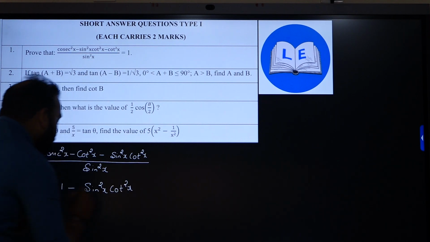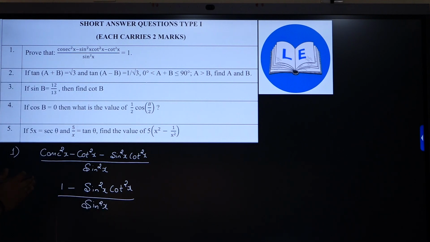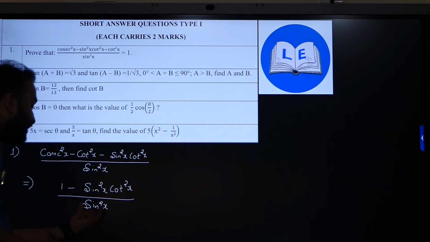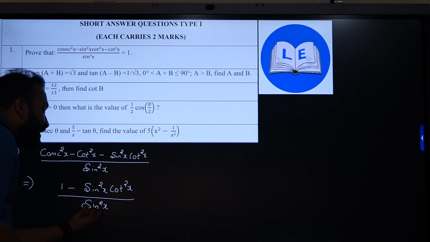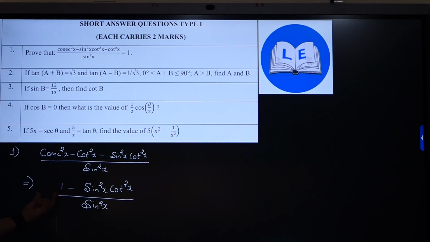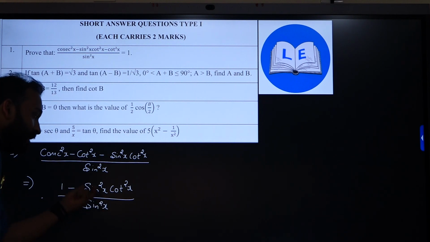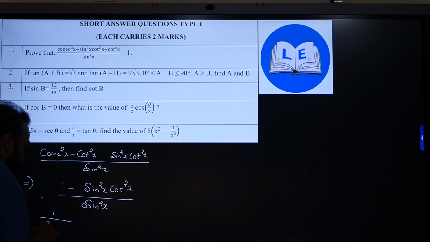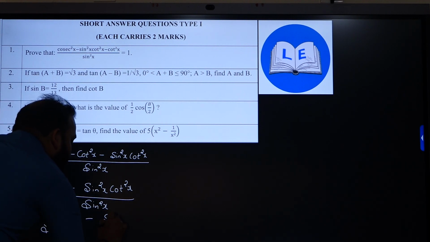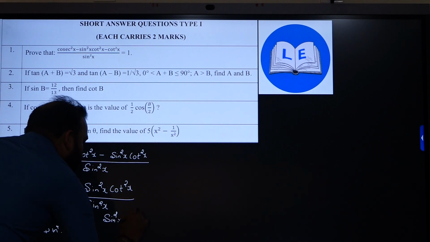What do we do now, children? If you look at the question, it's very simple to solve by splitting the denominator. We can take sin square x as the denominator for 1, and for this also. When you take sin square x as the denominator for 1, it becomes cosecant square x. When you take it here, sin square x and sin square x get cancelled. So in the next step, we will split. I will write it as 1 by sin square x minus sin square x into cot square x, whole divided by sin square x. And what happens here, children?